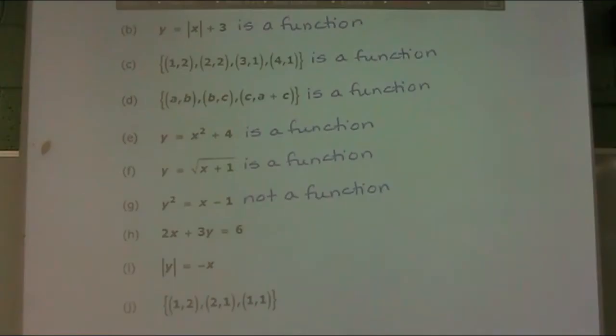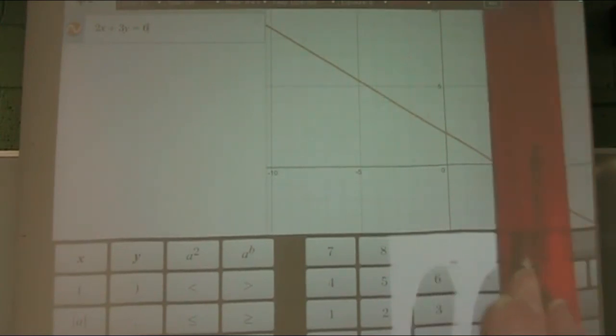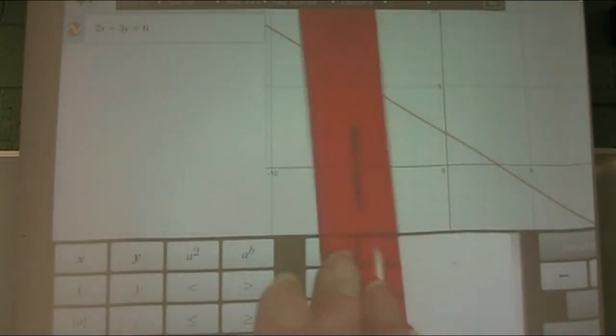All right, the next one is 2x plus 3y equals 6. What do you think? Is it going to pass that vertical line test? Yes, it is. Never does this graph cross that vertical line more than once at a time. So this is a function.